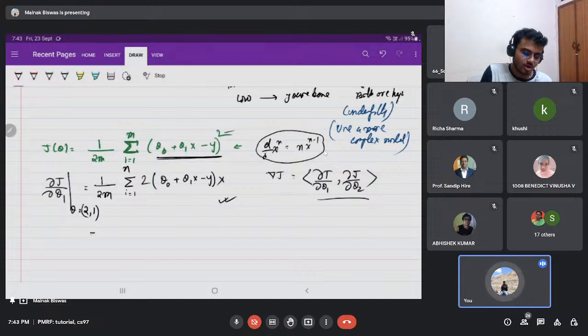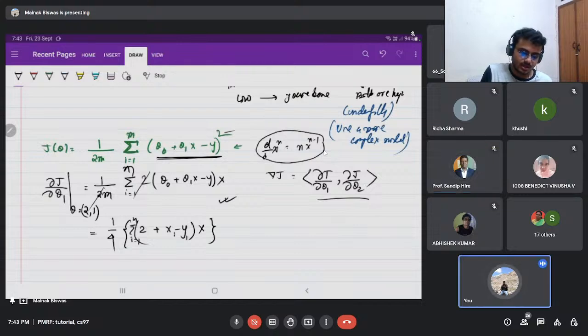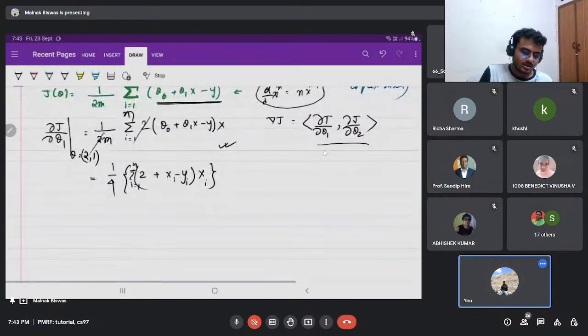1 by 2 into 4. I have 4 points. Can anyone remind me what the 4 points are, if anybody has written them down, so I will not have to look back? I'll cancel the 2 and 2, so 1 over 4. Theta 0 was 2 plus, theta 1 is 1, times x, from i equal to 1 to n, (h(xi) minus yi) times xi.